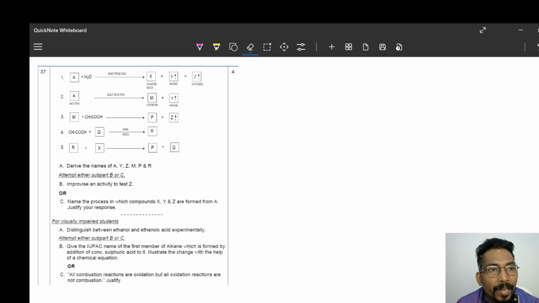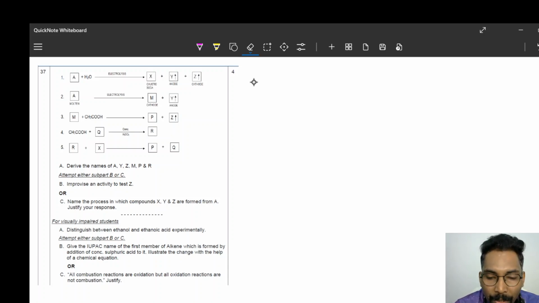So it's again a very important question. We can check. Different reactions are given, you have to fill. Coming to the first one, A plus H2O undergo electrolysis to give X plus Y plus Z. Can you tell me which reaction this is? Electrolysis, and you are getting caustic soda.